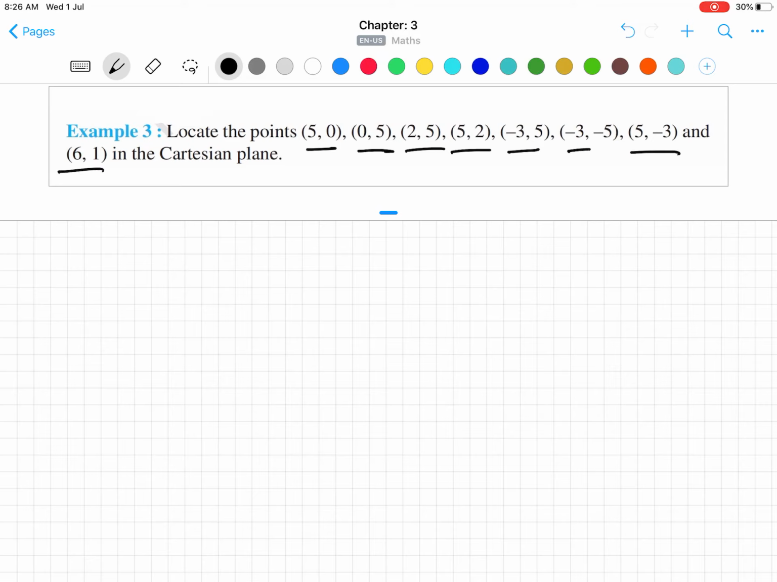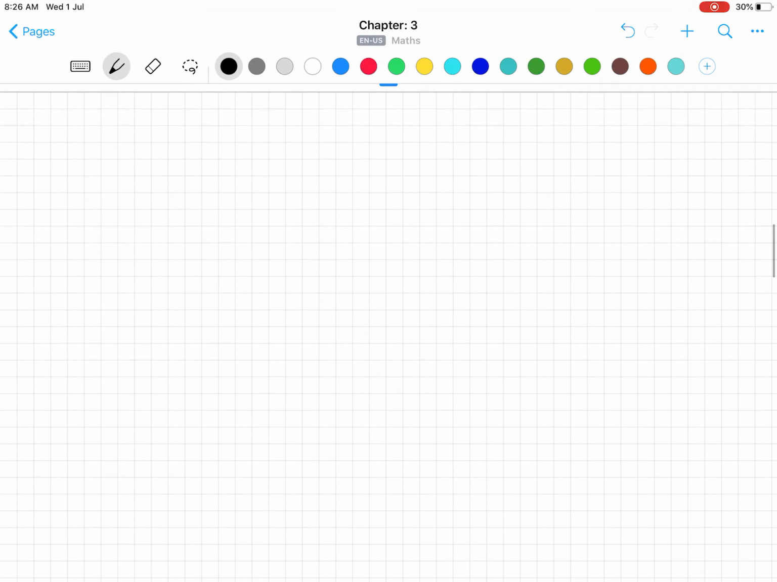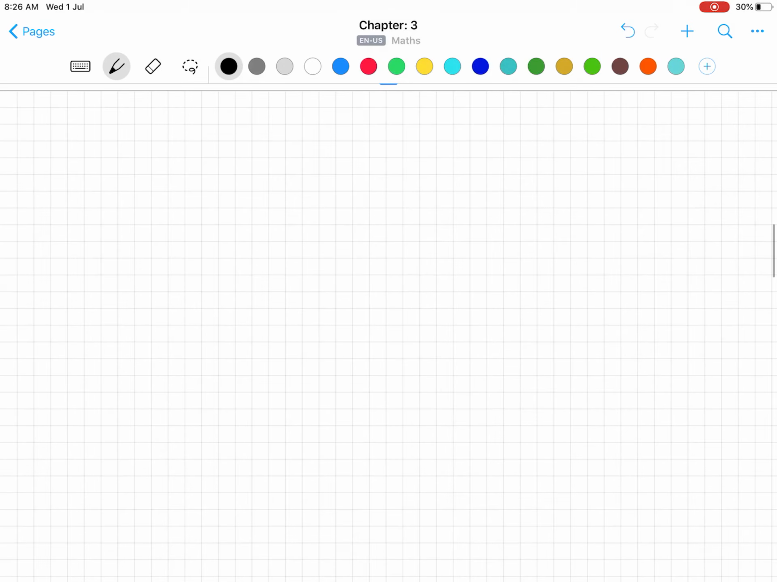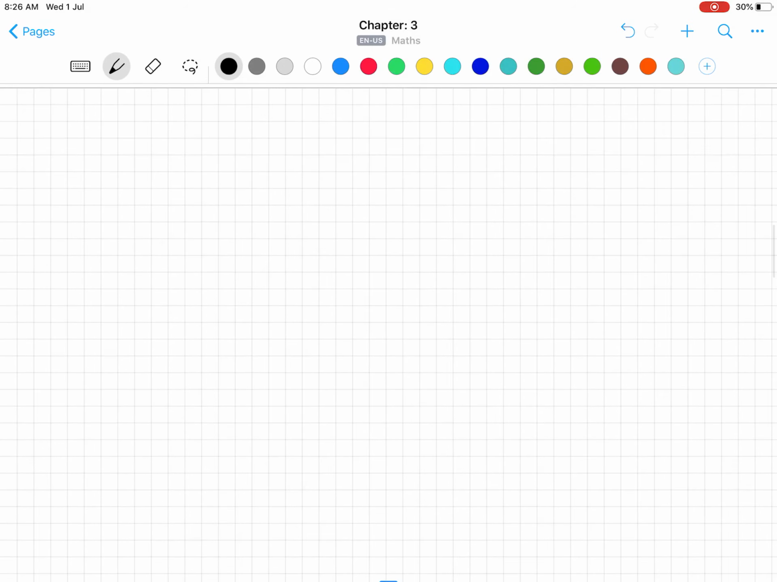So we have to locate all these points in the Cartesian plane. For that, first we have to draw the Cartesian plane. Cartesian plane means xy plane. So we will draw this on the graph paper. Okay, so you will draw this only on the graph paper.